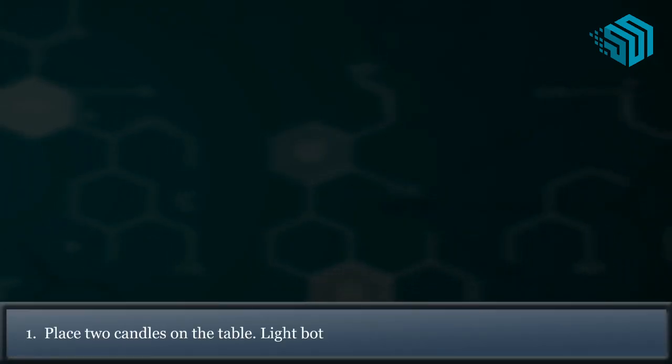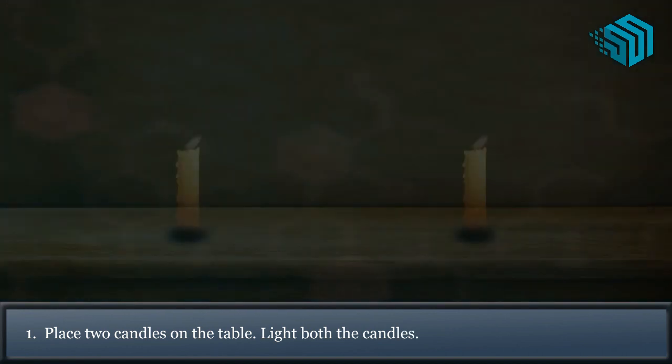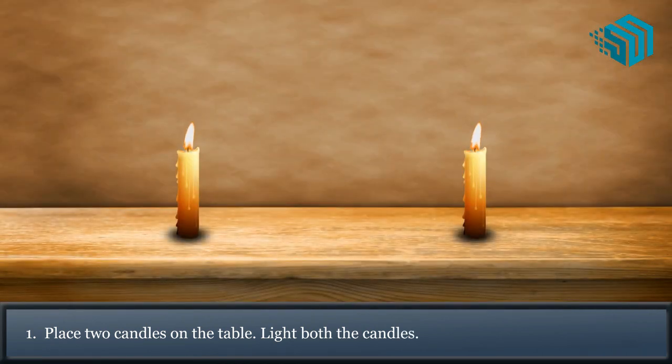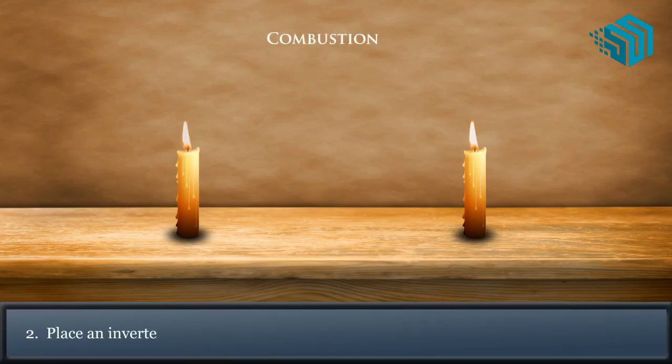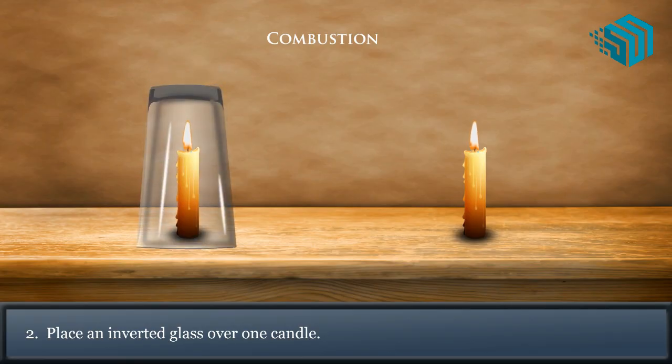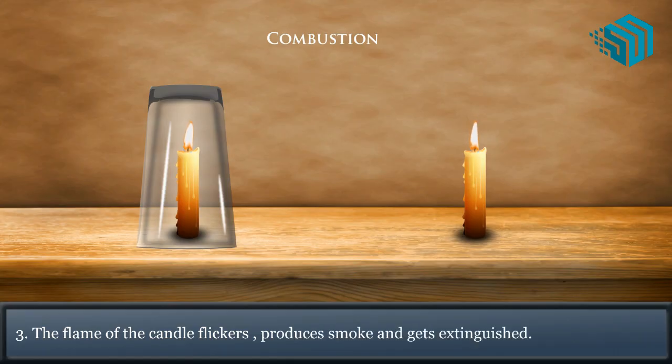Step 1. Place 2 candles on the table. Light both the candles. Step 2. Place an inverted glass over one candle. Step 3. The flame of the candle flickers, produces smoke and gets extinguished.